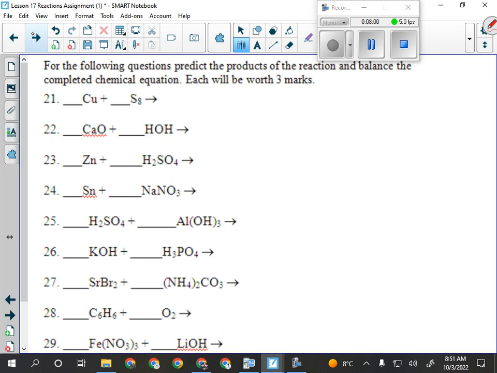Okay. All right, the last section of 10, you're just predicting the products and balancing the reaction. Okay, so you got your reactants, write the products, and balance. You don't have to write it in words. You don't get a mark for identifying the type. You have to identify the type, obviously, to predict it, but you're not getting a mark for that here. Okay, so you're going to get 1 mark for it being balanced, and 2 marks for your products. Okay, those are the 3 marks.